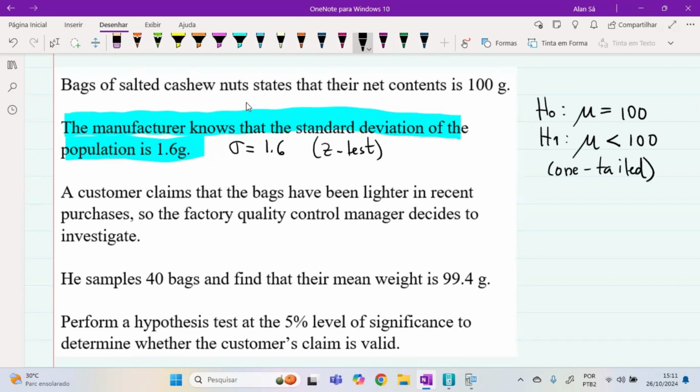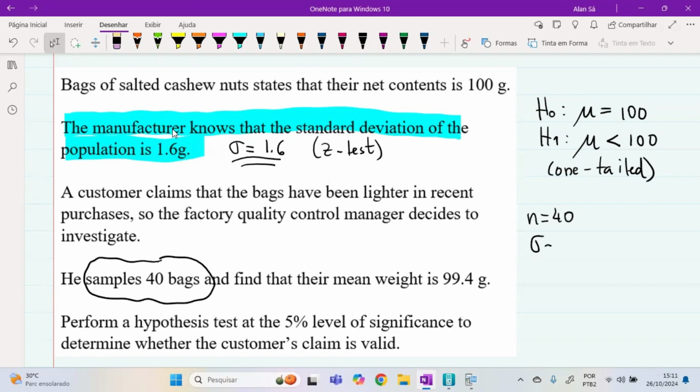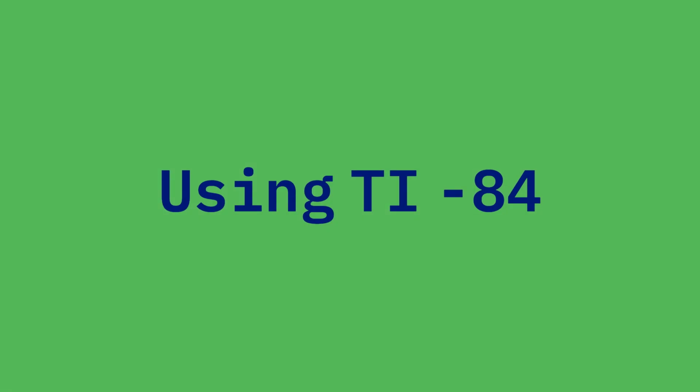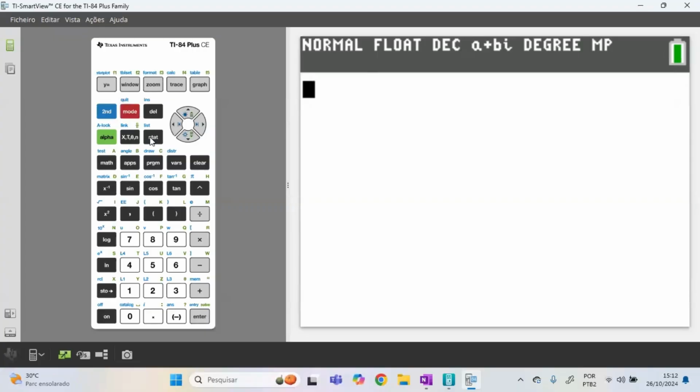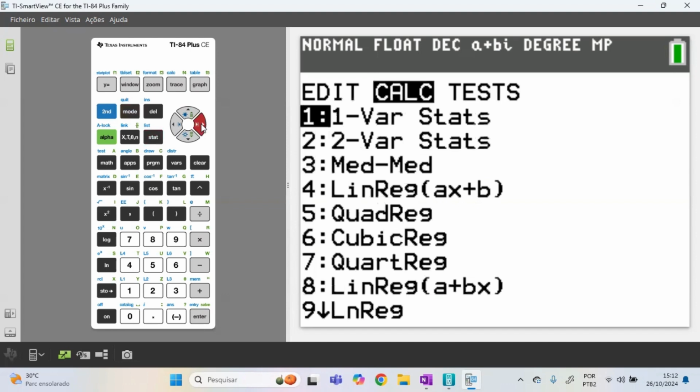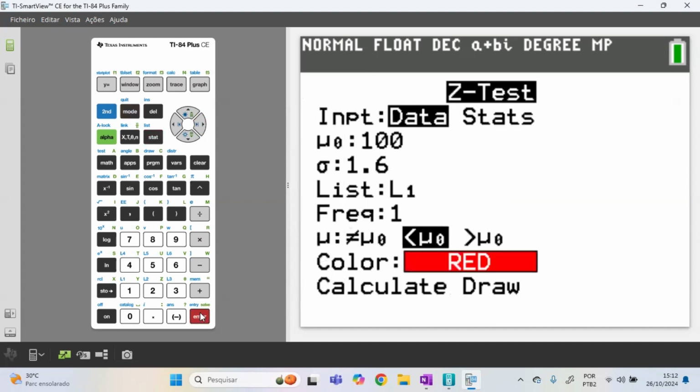Then, after this, we're going to need to insert some information in the calculator. The sample is 40 bags, so the sample size is 40. We have already seen that the population standard deviation is 1.6, and the sample mean is 99.4. So we go to the calculator to find the p-value. We go to statistics, then tests, and then z-test. We don't have the data in the calculator in this case.